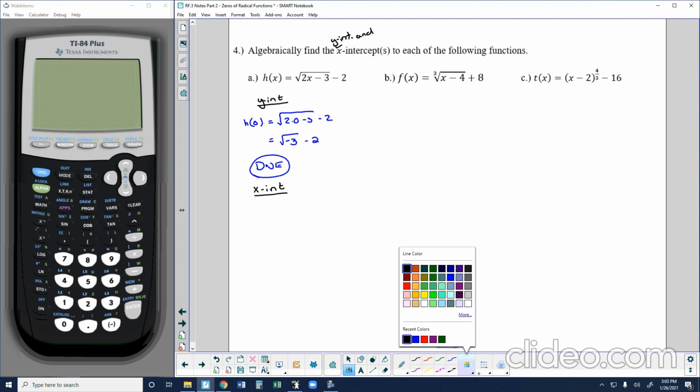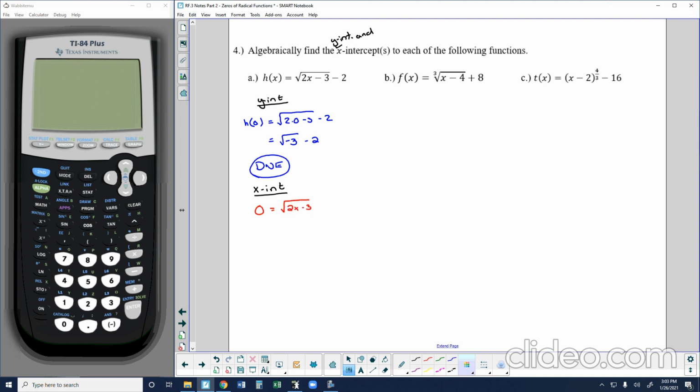To find x-intercepts with polynomials, you set the equation equal to 0 and solve. The same is true about finding x-intercepts for root functions. So I'm going to set this equation equal to 0, and now I'm going to use our solving techniques that we just discussed. I'm going to add 2 to both sides. I'll get the square root of 2x minus 3 equal to 2. To get rid of my square root, I'm going to square both sides.